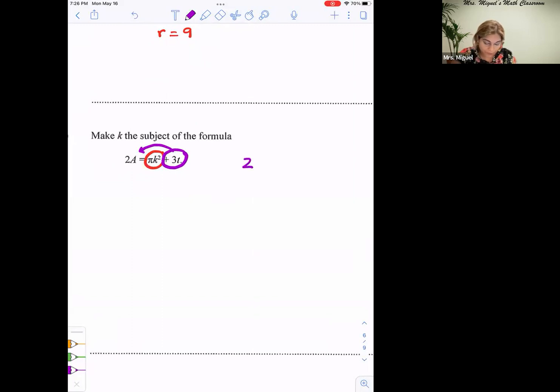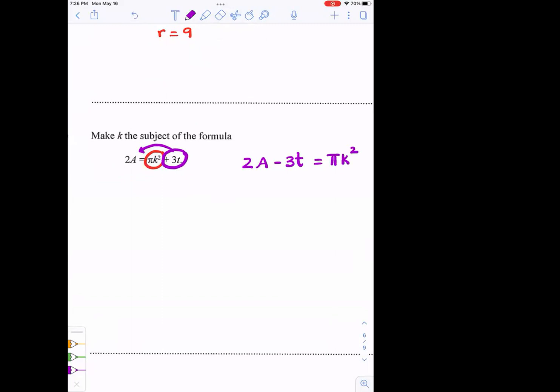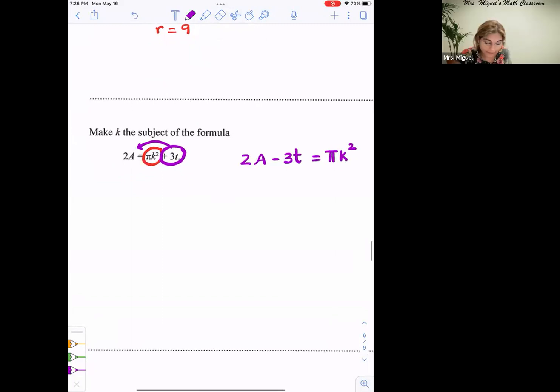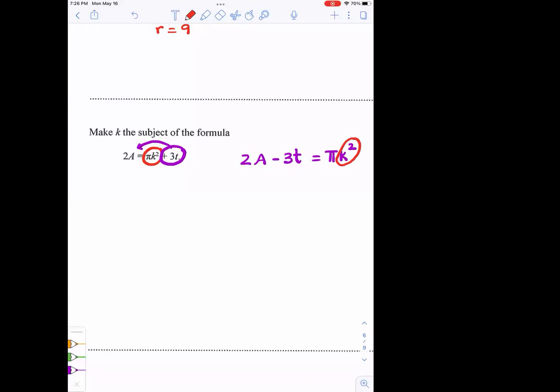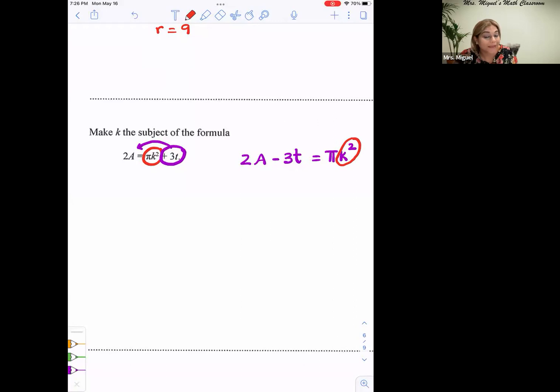So you're supposed to have 2a minus 3t is equal to pi k squared. Do you all have that? Yeah, miss. Right. I want to get k, but k is squared, so circle that. What is not circled? Pi. Pi is being multiplied. There's no addition or subtraction between pi and k squared. It is being multiplied. So therefore, we have to divide both sides by pi. Divide it and see what could cancel on the right-hand side.